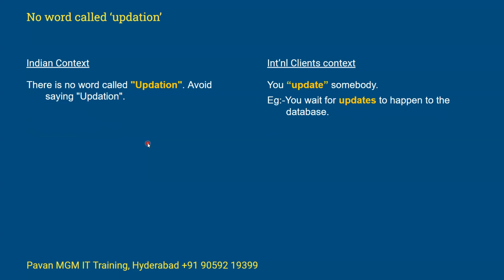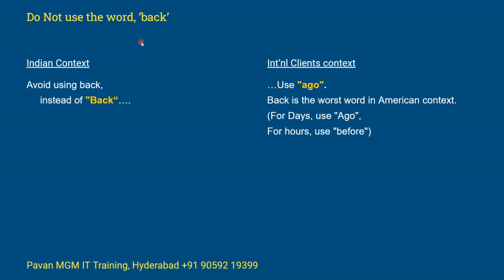All right. And the next one that I'm going to explain is there is no word called updation, right? Avoid saying updation. In international client context, you have to use update like this. You wait for updates to happen to the database, or you update somebody, right? And there is no word called updation in international context. So this is purely used by our Indians in the Indian context, right? However, there is no word called updation, right?